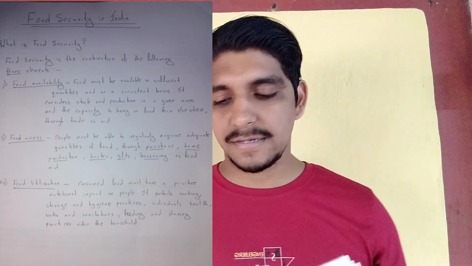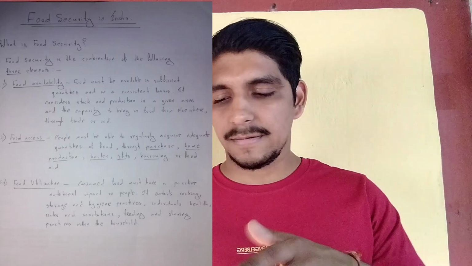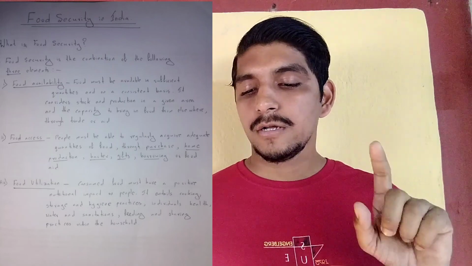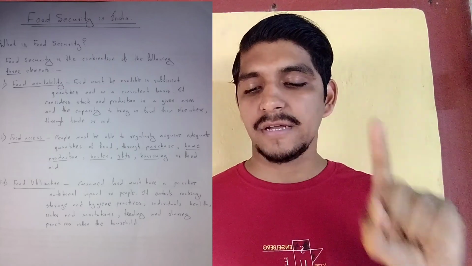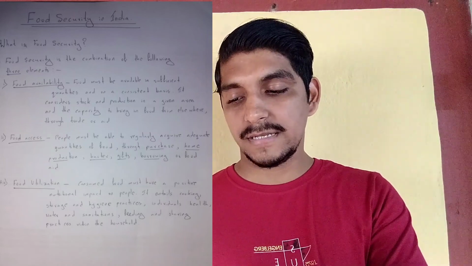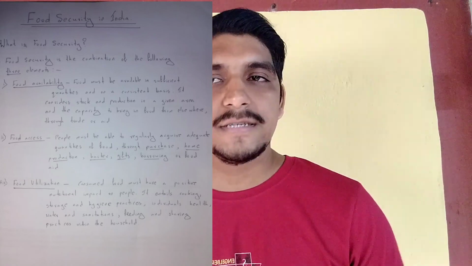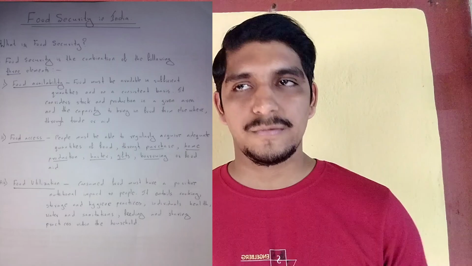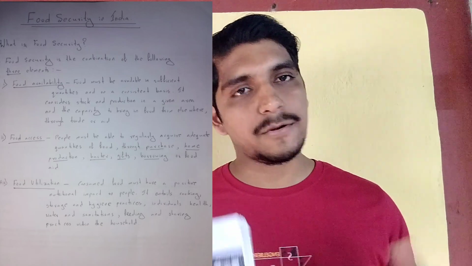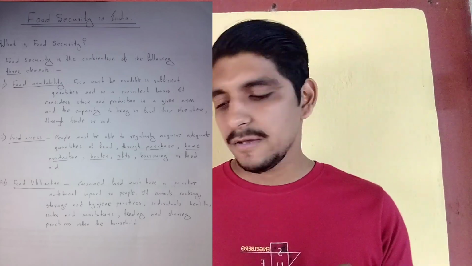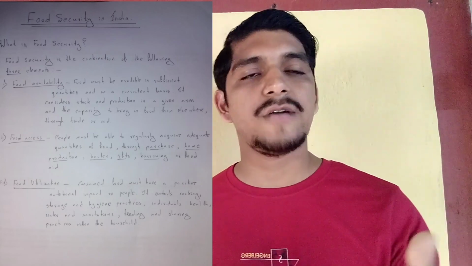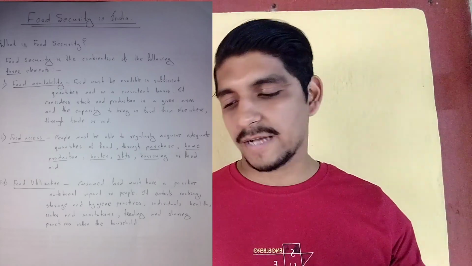Second is food access. Let me read the point. People must be able to regularly acquire adequate quantities of food through purchase, home production, barter, gifts, borrowing, or food aid. See, in this point, you can see home production. My father is a farmer, so in my village I don't have any problem regarding food, because we have our own grains and wheat, and we also have our own milk. So this is the part where you can cover food access. If you have your own home production, then you can cover food access first.